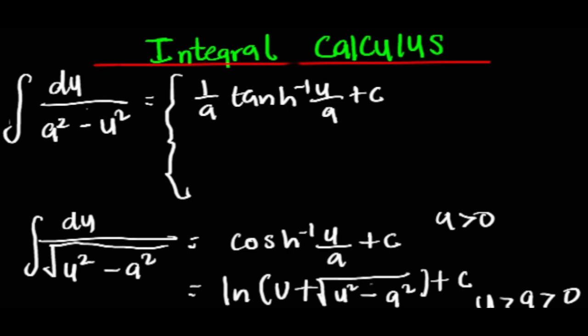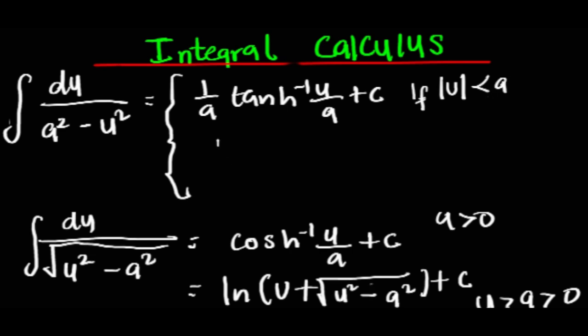So whenever you're asked to integrate du over a squared minus u squared, this is the answer you're going to have. Once you have this, you can only have that if the magnitude of u is less than a. That's when you can have that.